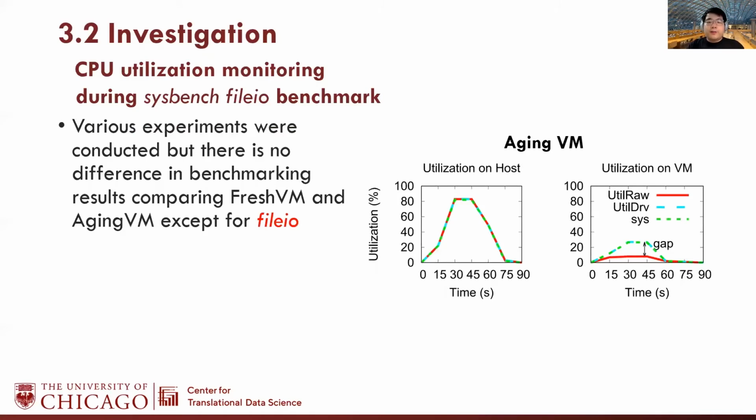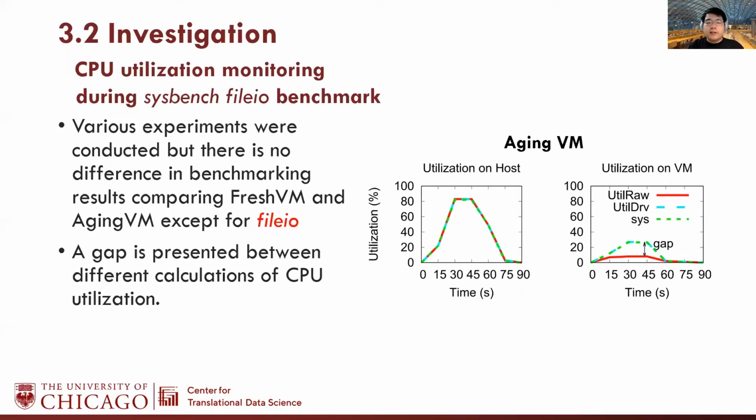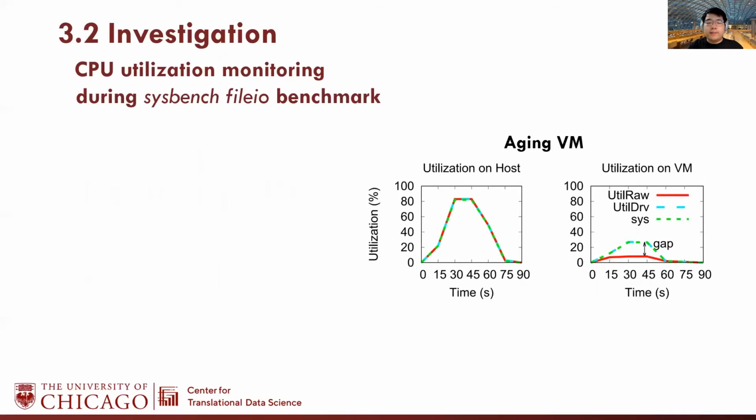Now we only present the benchmarking results for VIO here because other benchmarking results do not show much difference between aging VM and fresh VM. And we can see that in the graph showing CPU utilization for the aging VM and its host, there's a gap between utilization raw and utilization derived on the VM. It essentially means that time slices are recorded in the VM.